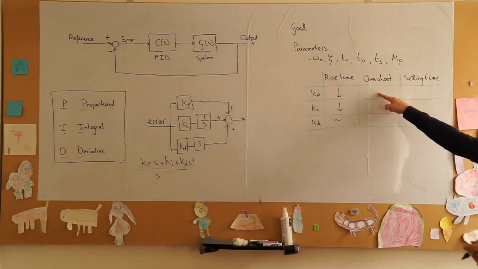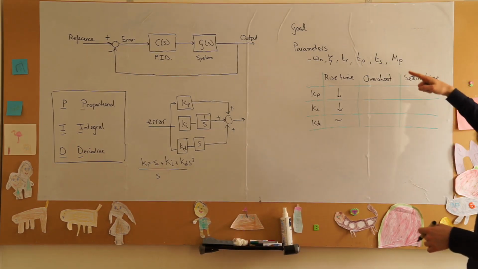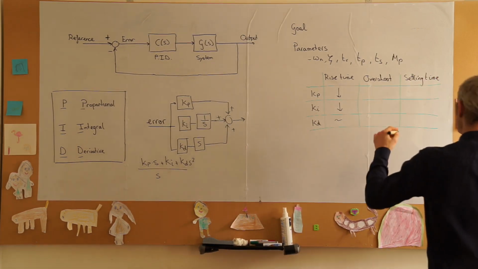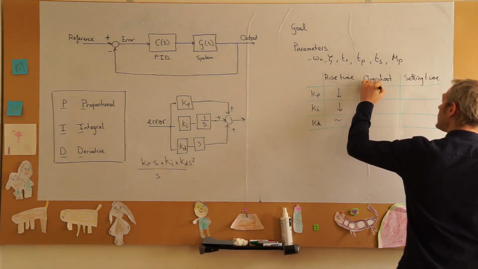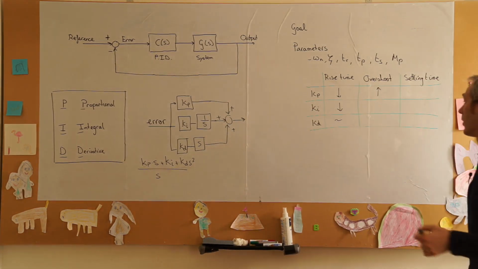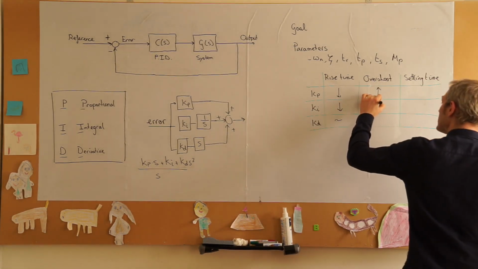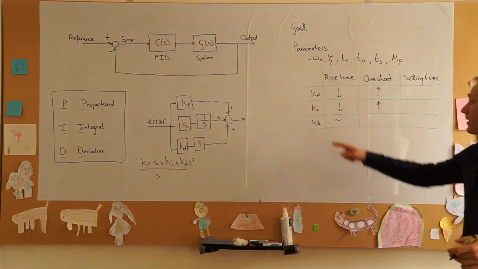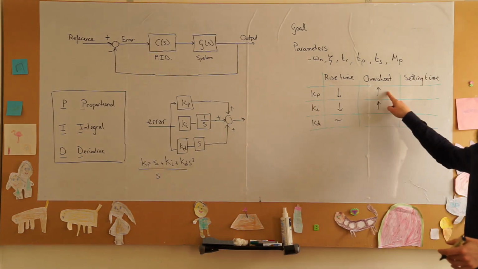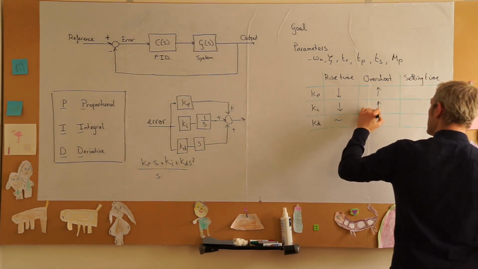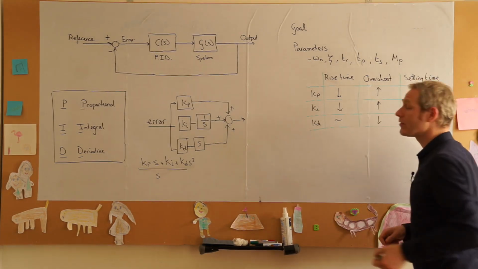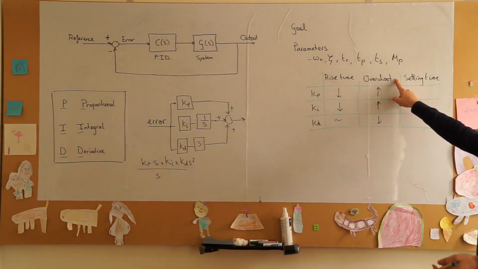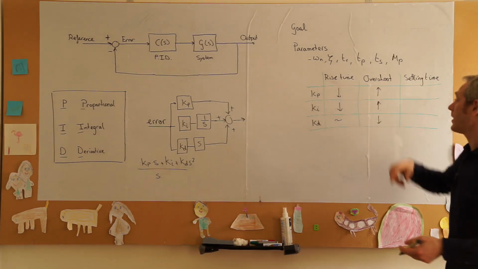If we now look at the overshoot, it is the amount that it goes over our reference point before settling. We see that increasing the proportional gain and increasing the integral gain both increase the overshoot, and the derivative gain decreases the overshoot. And of course, we don't want a lot of overshoot, but we also don't want a very high rise time.